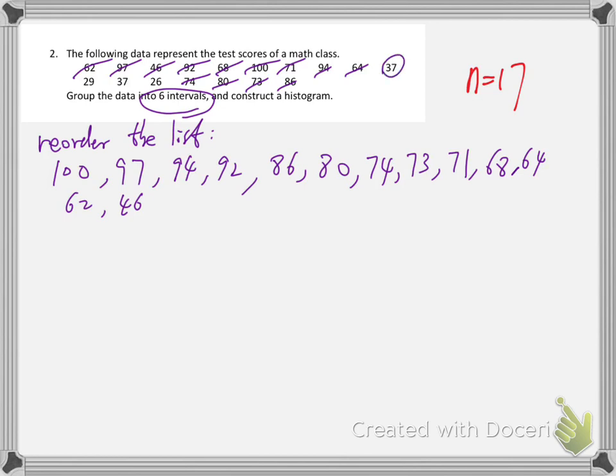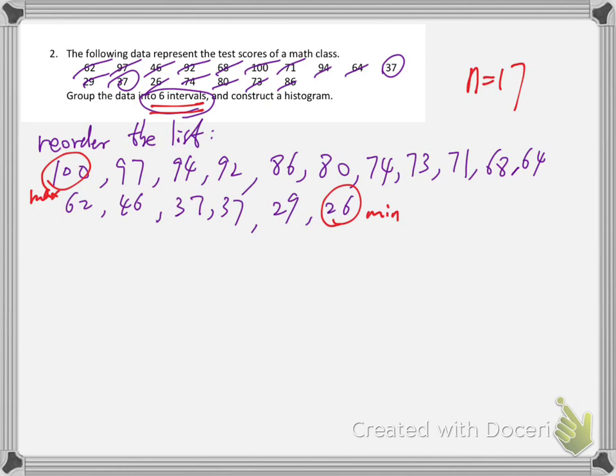And then we have 47. Okay, you should be careful. We have 37, and then 29 and 26. Okay, 26. Okay, so now we have reordered the list. So this is the maximum, 100, and this is the minimum, 26.